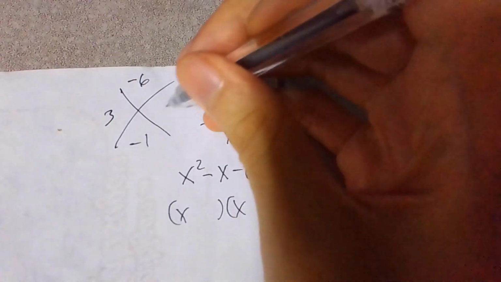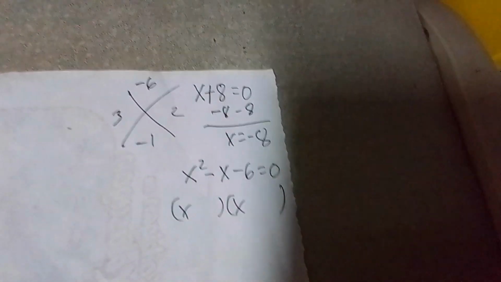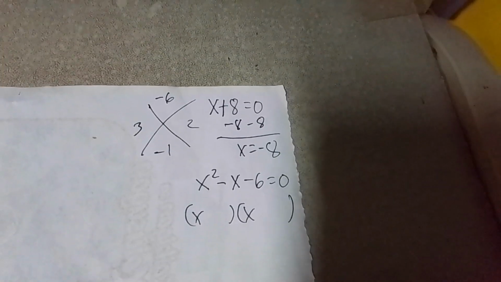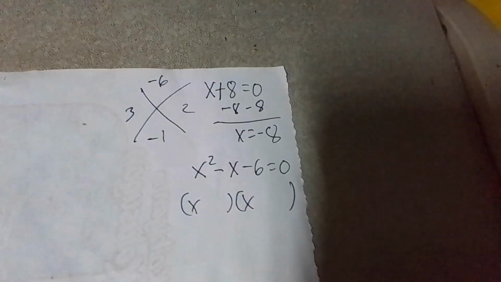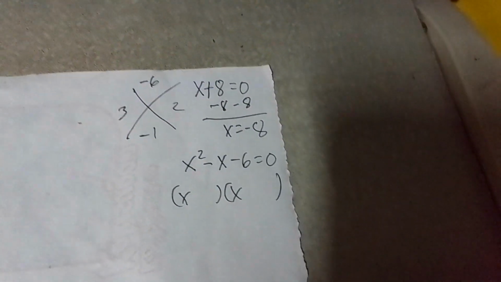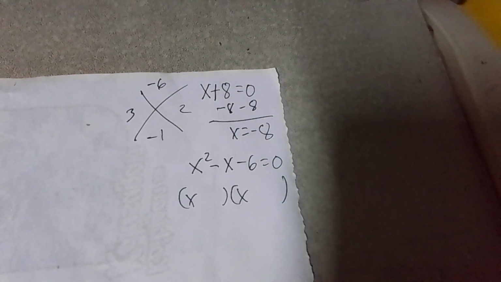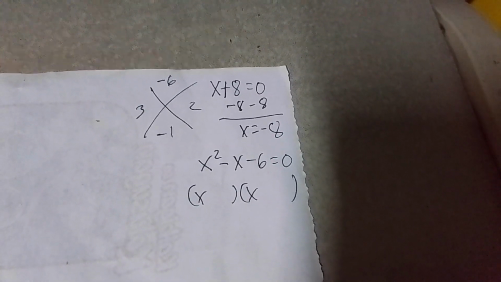How about let's try 3 and 2? Because 3 and 2 multiplied together gives you 6. 3 and 2 are also good numbers that add up to 1. But what's the sign? We need to have one positive and one negative, since when we multiply the numbers together, we're supposed to get a negative. Because different signs is equivalent to negative.